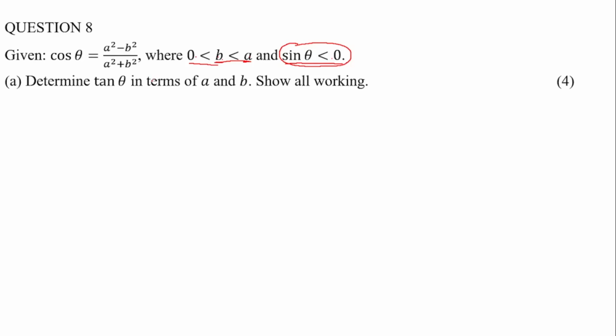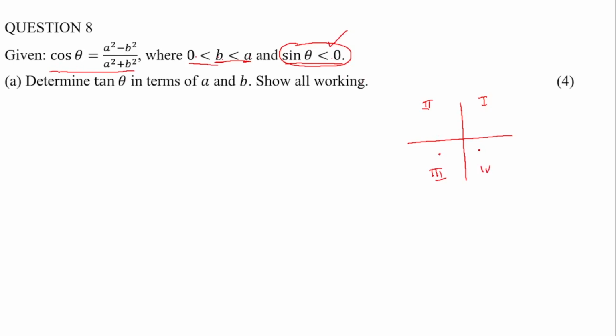So a and b are positive, sine theta is negative. Actually, what are we dealing with here? If we check carefully, we are dealing with angles in the Cartesian plane. We are given that sine theta is negative. Which quadrant could that be? Let's check. We have quadrant 1, quadrant 2, quadrant 3, and quadrant 4. Sine theta is negative in which quadrant? Quadrant 3 and quadrant 4.